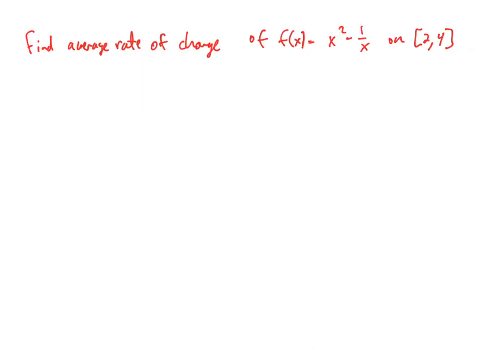All right, and then let's wrap up with some algebra, finding these average rates of change algebraically. So here, find the average rate of change for the function f of x equals x squared minus 1 over x on the interval 2 to 4. So what we're going to do is say f of 4 minus f of 2 divided by 4 minus 2. So why don't you go ahead, pause the video here, and see what you're able to come up with.